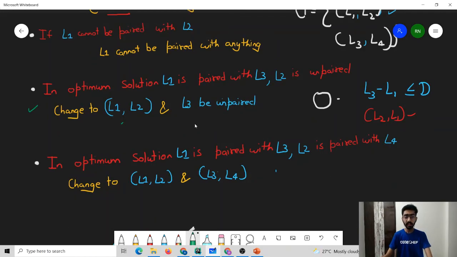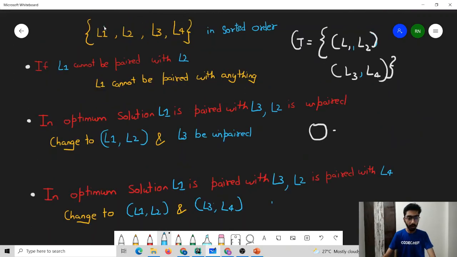Now let us consider another case. And this case is that L1 is paired with L3, but now L2 is also paired with L4. So now L1 is paired with L3 and L2 is paired with L4. But what does our greedy algorithm say? According to us, L1 should be paired with L2 and L3 should be paired with L4. But I am stating that the optimum solution is L1 being paired with L3 and L2 being paired with L4.